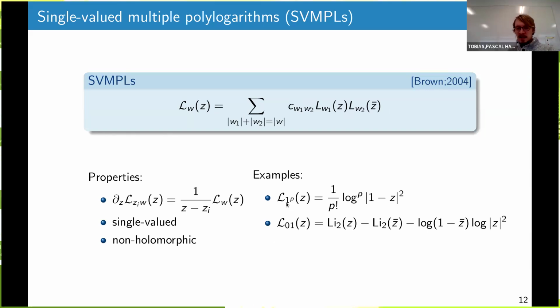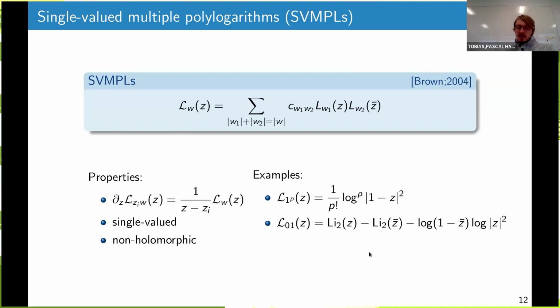For example, the example where we take all the poles to be at 1 is again a power of log, but now log of the absolute value. And this next example, 0, 1, is the single-valued version of D2, the dilogarithm.